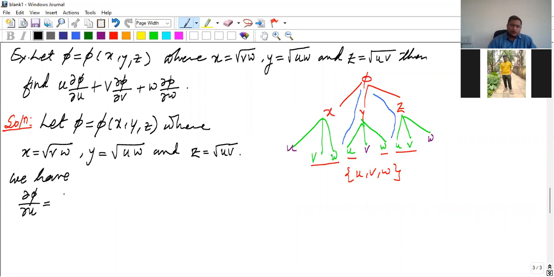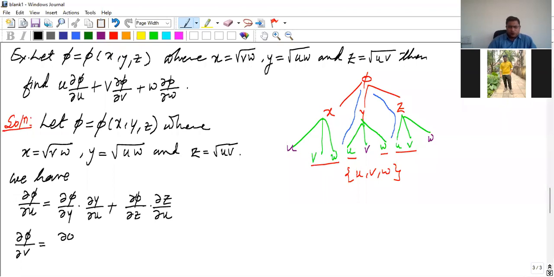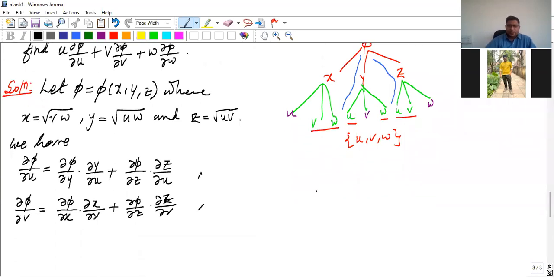So here you can see ∂φ/∂x and ∂x/∂u, this term is going to be 0. So we skip this, and hence ∂φ/∂u = ∂φ/∂y · ∂y/∂u + ∂φ/∂z · ∂z/∂u. Now similarly we can write ∂φ/∂v = ∂φ/∂x · ∂x/∂v + ∂φ/∂z · ∂z/∂v. Because v is not present in y, we don't write the y term, and hence we can write the next one for w.